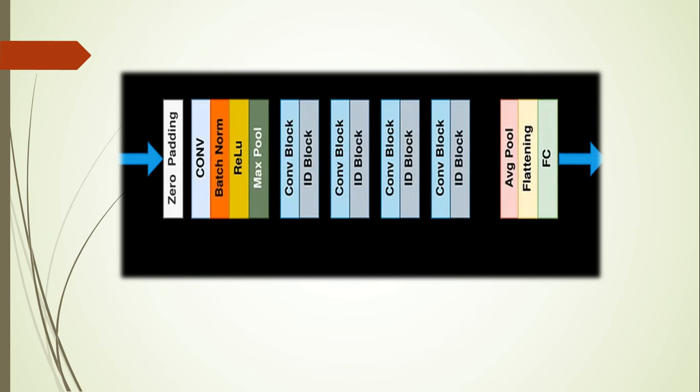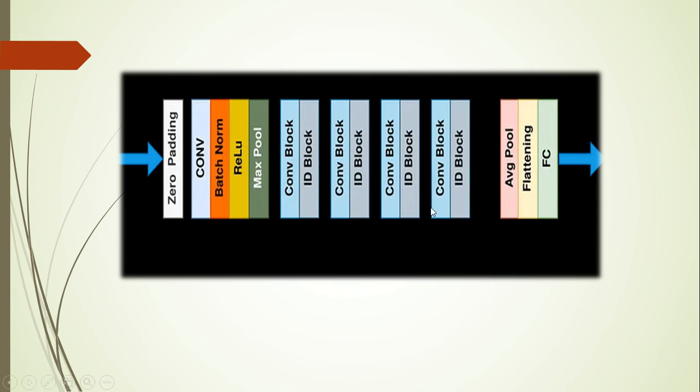And come to the identity block. The identity block is one of the simple blocks that always passes the input through a series of convolution layers and then adds the input back to the output also.